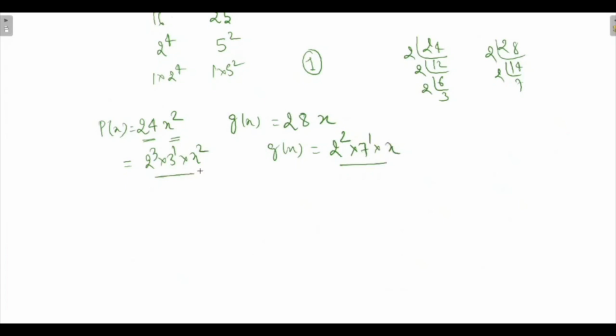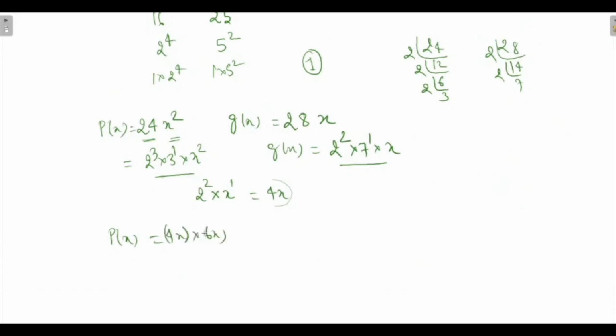So what can I take common from here and here? What can I take common from both of these? x square, can I write x square as x into x? So can I take x to the power 1 again? In this case the highest common factor is 2 square into x, which is nothing but 4x. So if you want to divide this by 4x, you will get what back? You will get 2 into 3 into x, that is 6x, back here. So 24x square can be written as 4x into 6x as well.